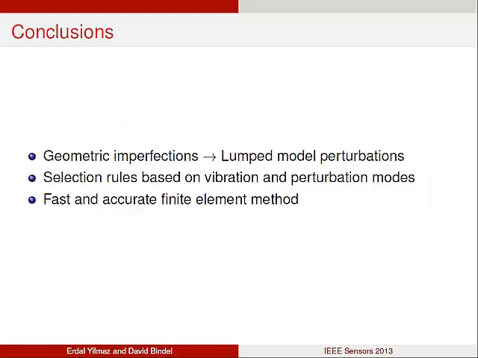To conclude, we took geometric imperfections, mapped them to a perfect domain, and after creating the system matrices and computing the eigenmodes of the system using projection methods, we can compute the 2x2 coefficients in the lumped model, which is described in our paper. We also came up with an algebraic rule to describe which vibration modes interact with which perturbation modes. And we use these selection rules to create much lower dimension matrices, and our solvers work faster in this case, and also more accurately.